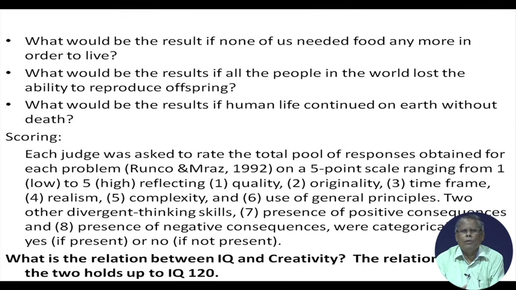So, when intelligence and creativity are related, it was found that the relationship holds good up to an IQ of 120. But when the intelligence quotient is greater than 120, the relationship between creativity and intelligence disappears. What does this finding suggest? We can infer that intelligent people are creative, but highly intelligent people are not necessarily creative.